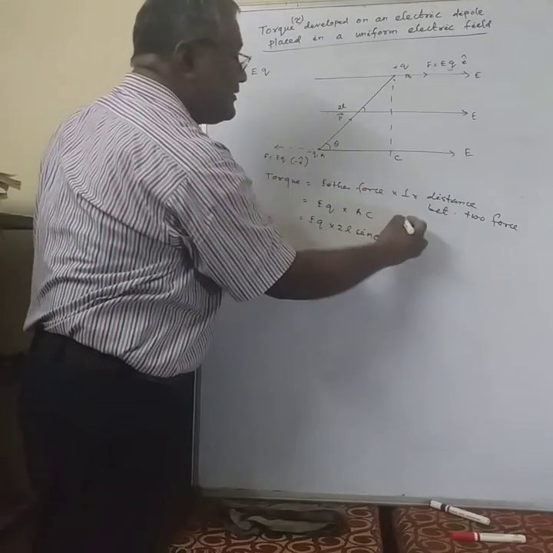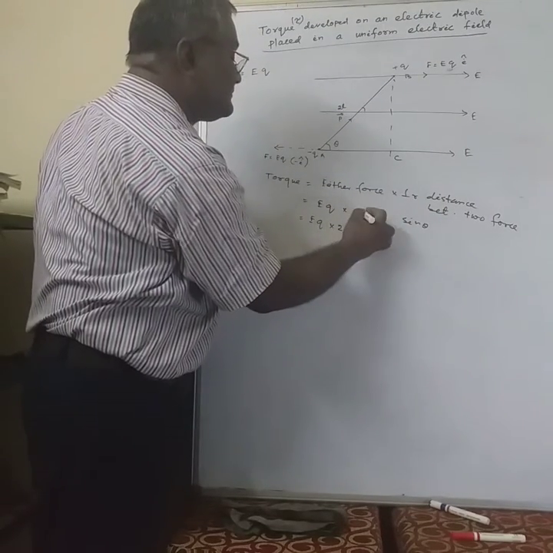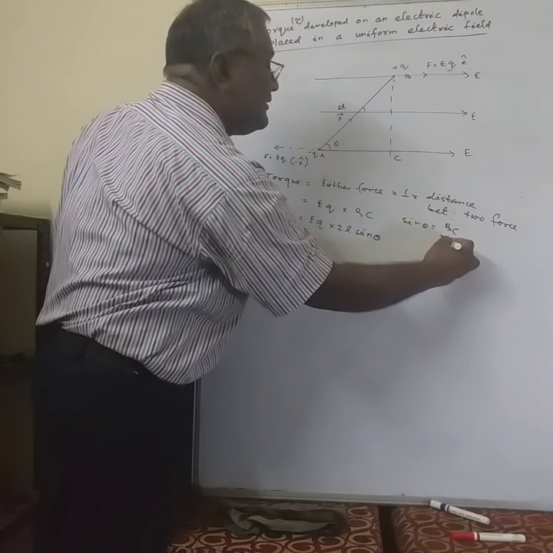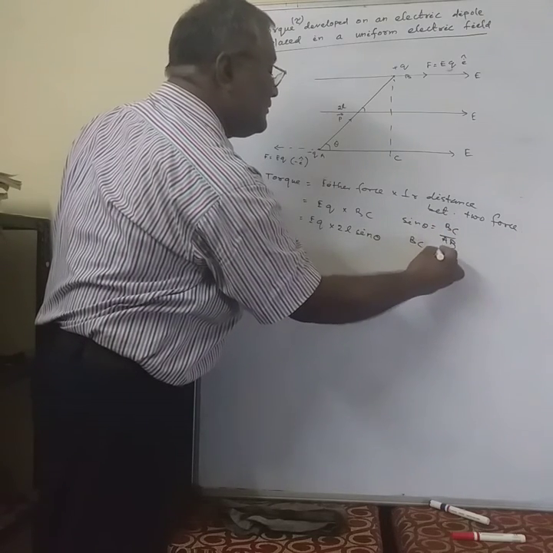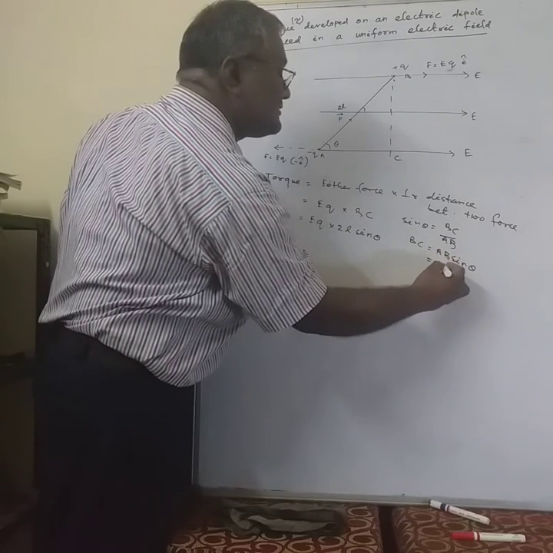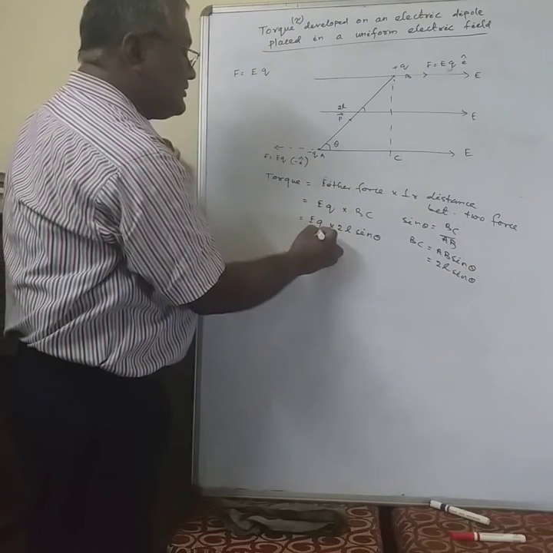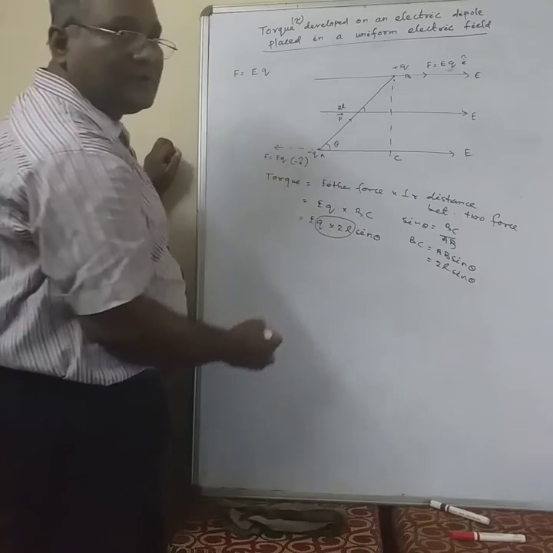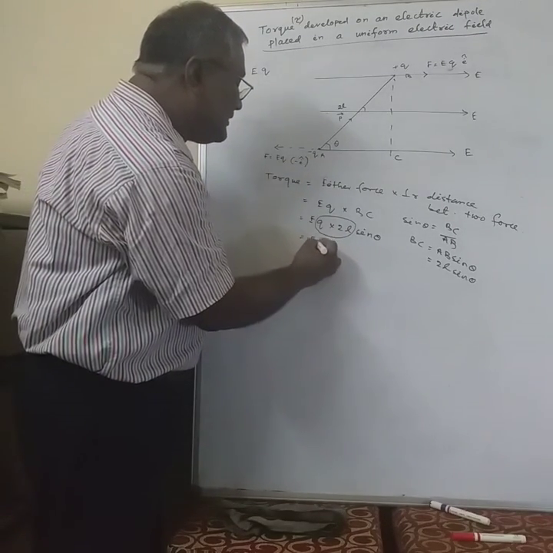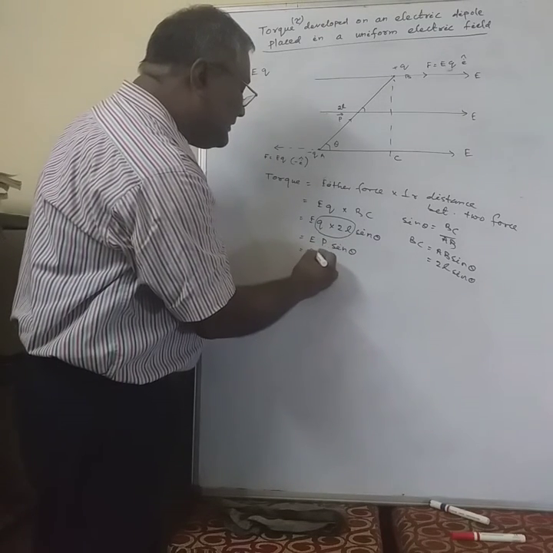Otherwise, sin theta is equal to BC by AB, or BC is equal to AB sin theta, that is equal to 2L sin theta. So you just see here, this is Q into 2L. Q into 2L is otherwise called the electric dipole moment. So it is E into P into sin theta. This is PE sin theta.